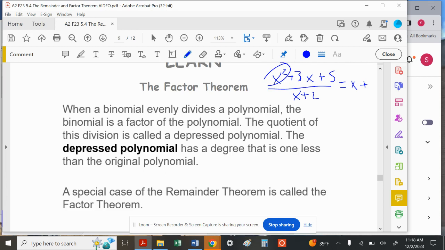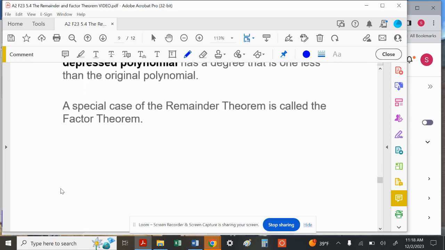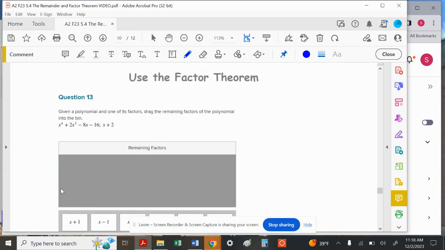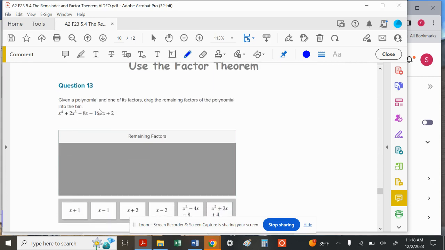So the depressed polynomial has a degree that is 1 less than the original polynomial, which is what I just explained. A special case of the remainder theorem is called the factor theorem. So we are going to check to see if it factors, because, of course, if the remainder is 0, it factors. If the remainder is not 0, then it doesn't factor. Okay, so we're going to use the factor theorem. We're given a polynomial, drag the remaining factors of the polynomial.